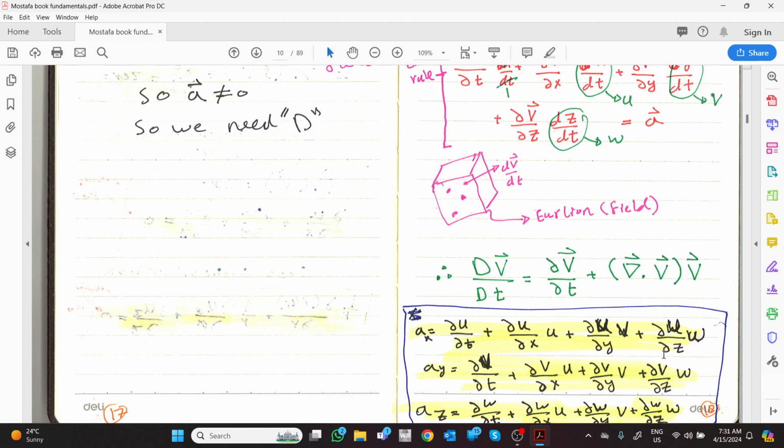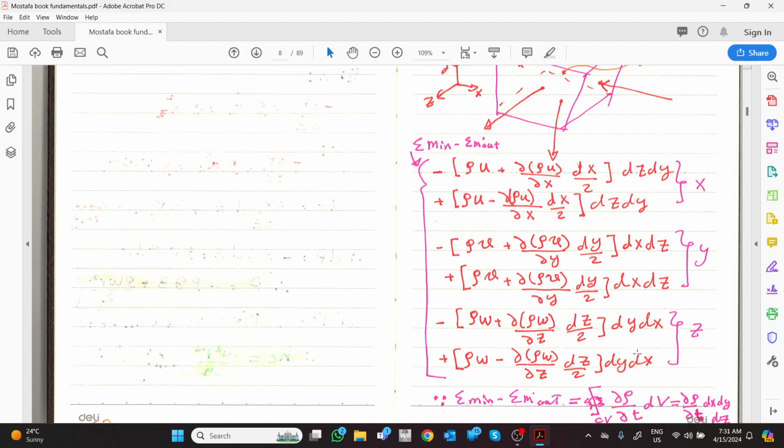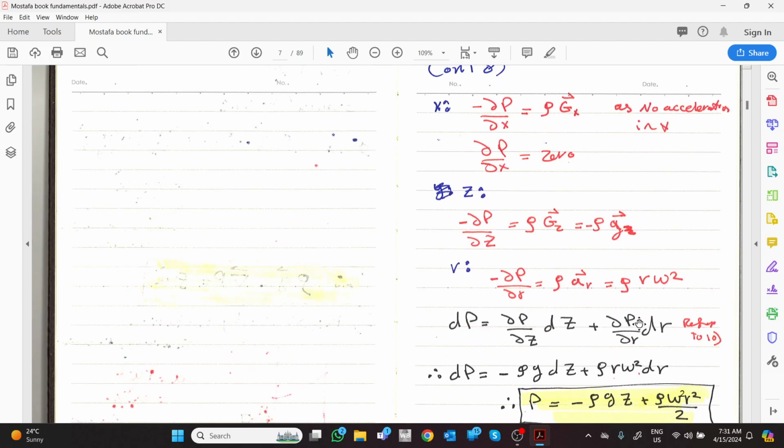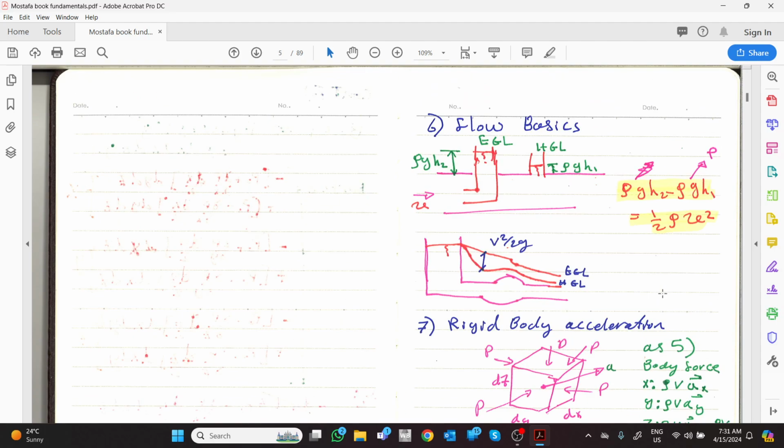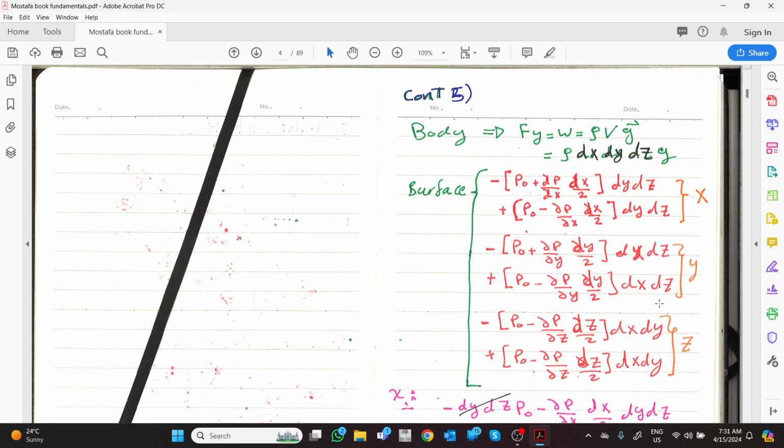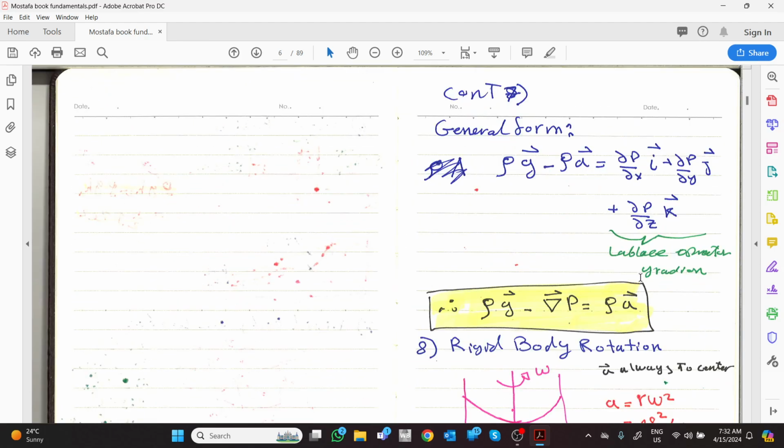Oh, sorry, del u by del x, del u by del y, del u by del z, the change of u in each direction, multiplied by this in x, so in u, this is in y, so it's in v, this is z, so in w. If you remember here, yes. So the change of the parameter in x, the change of the same parameter in y, the same change in z. This is a gradient.